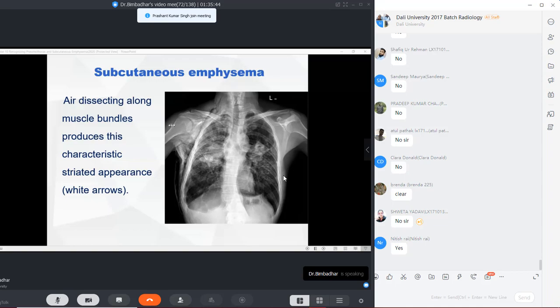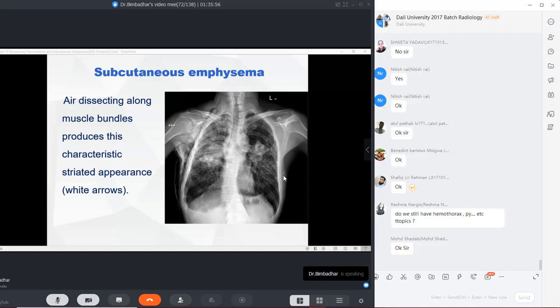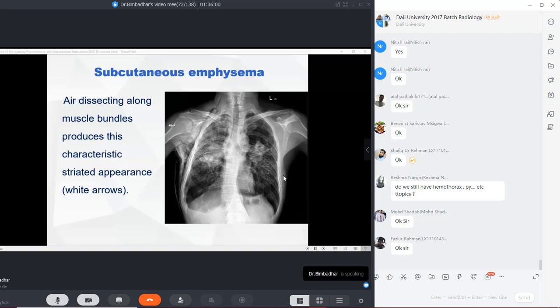Until then, take your time and keep reading. There will be tests only after we complete all these systems. Pneumonia and pleural effusions are the ones that are left out. So most probably by next Monday or Tuesday we will have a test once we complete it. Do we still have pneumothorax?